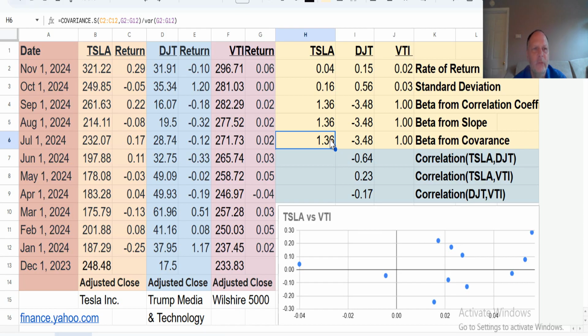So the beta from covariance is going to be the covariance of, in this case, Tesla C2 colon C12, comma G2 colon G12, the covariance of Tesla with the broad market, divided by the variance of the broad market, G2 colon G12. Doing the same thing for Donald J. Trump, we get the same result as the last calculation for beta. And of course, the beta of VTI is by definition 1.